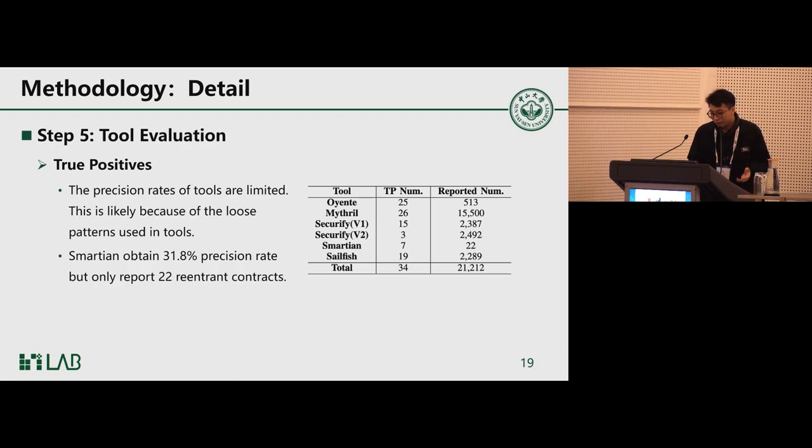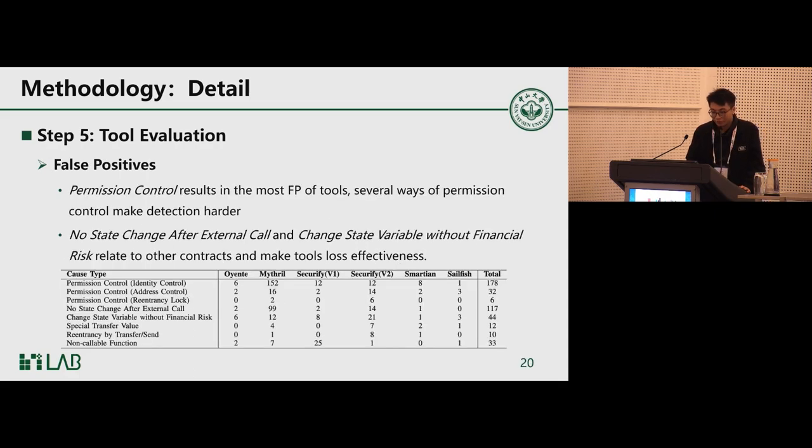Next, we use the results of manual examination to evaluate the tools. For true positives, we find the precision rates of tools are limited. This is likely because of the loop patterns used in tools. And for false positives, we find that permission control resulted in the most false positives of tools. This is because several ways of permission control make detection harder. And no state change after external call and changing state variables without financial risk, related to other contracts, made tools lose effectiveness.